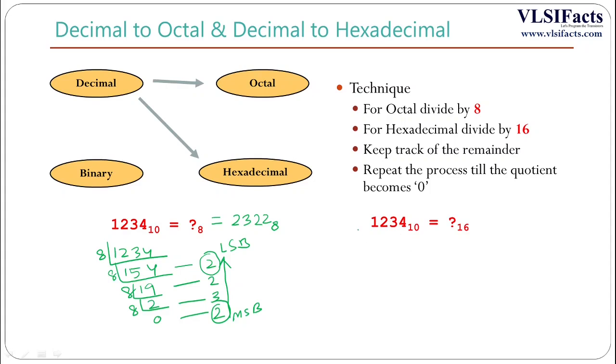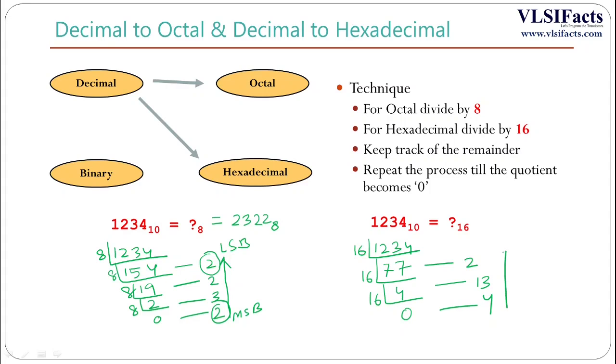Now let us convert the same decimal number to its hexadecimal equivalent. So we will start the similar division process. Here we will divide the number by 16. So here the quotient will be 77, remainder will be 2. Quotient is 4, remainder is 13. Finally, quotient is 0, remainder is 4.